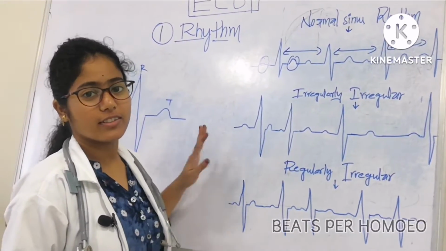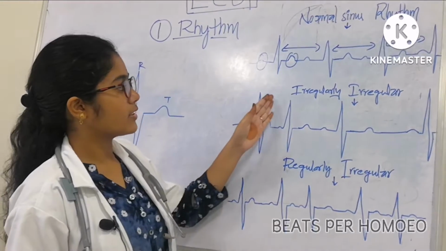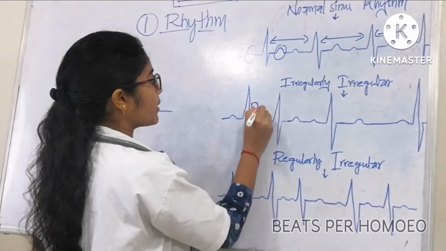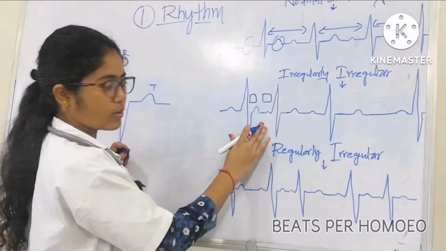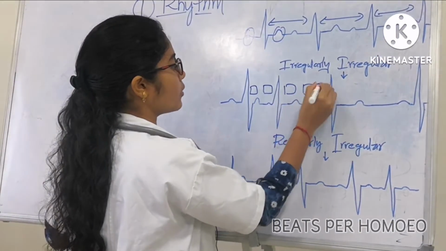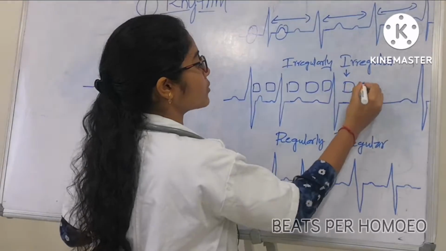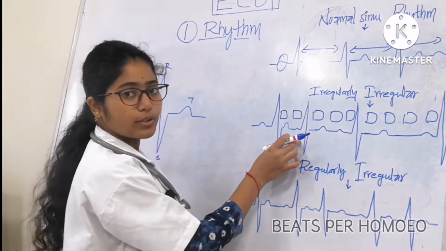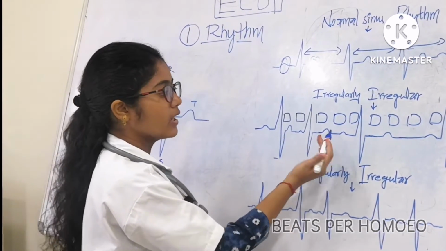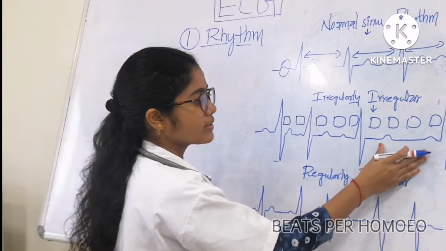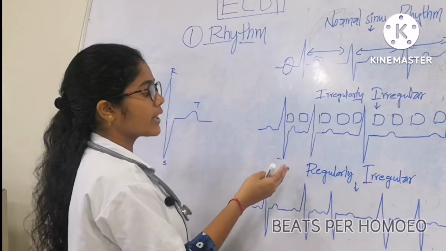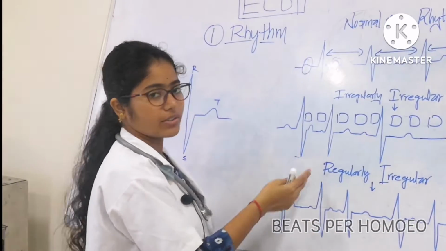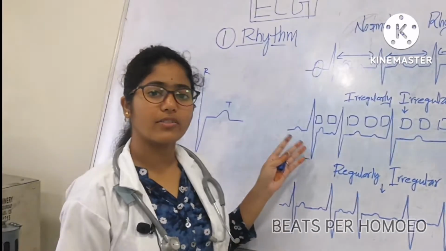So we come to the irregular rhythm. The first type of irregular rhythm is irregularly irregular. When we look at the gap between the QRS complexes, here it is 2 boxes, here it is almost 3 boxes, and here it is almost 4 boxes. So the gap between the QRS complexes is not regular, it is irregular. So we can say it is an irregularly irregular rhythm.